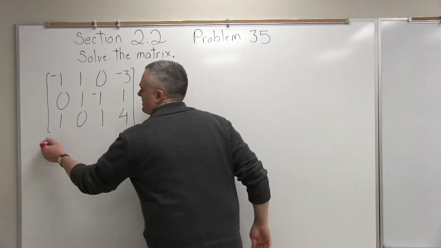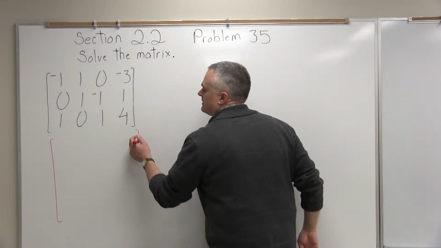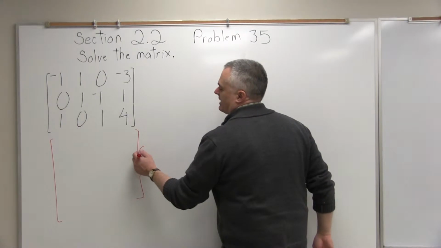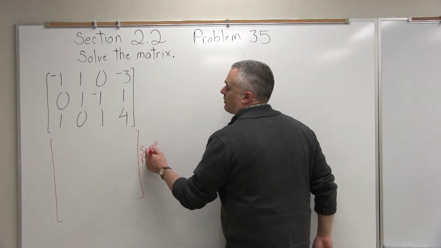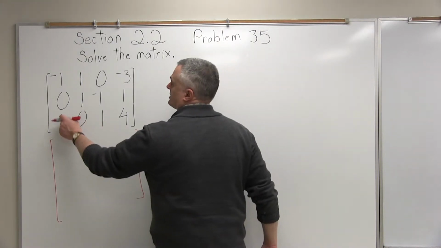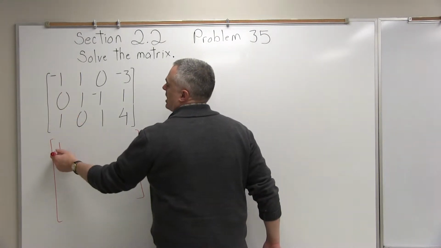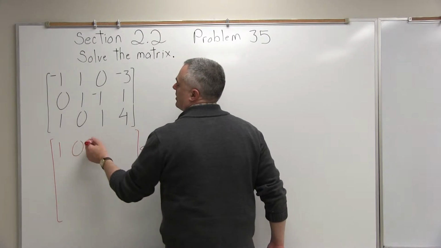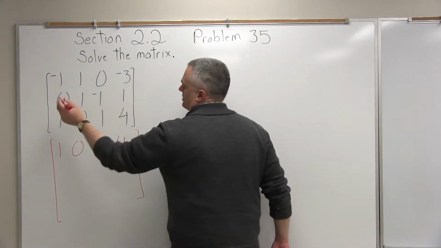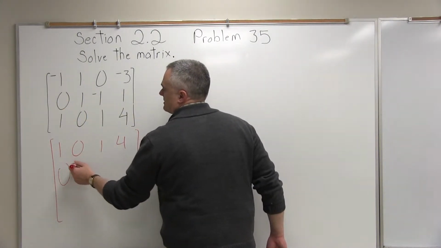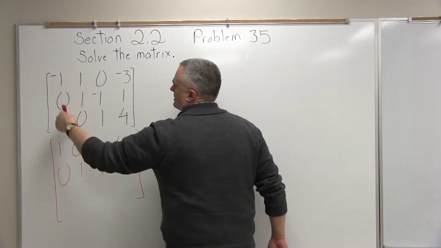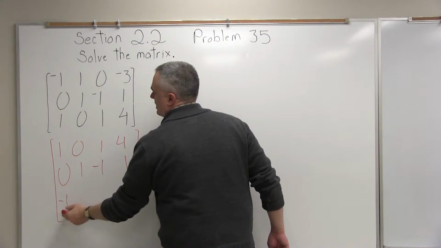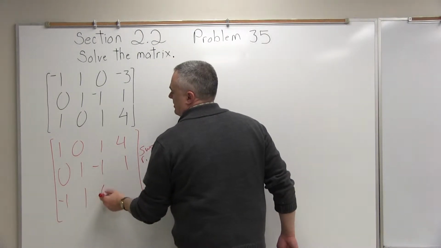So I'll set up my next matrix. And off to the side, I am going to write swap row 1, comma, row 3. I want row 3 because I want this one to come up here. So the top row will now be 1, 0, 1, 4. The middle row can stay the middle row. That's fine where it is, 0, 1, -1, +1. And what was row 1 is going to go down to row 3. So -1, +1, 0, -3.